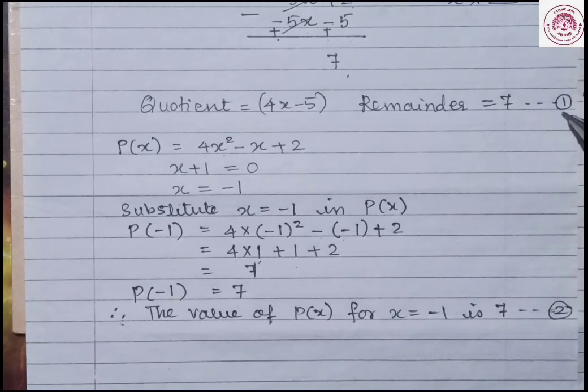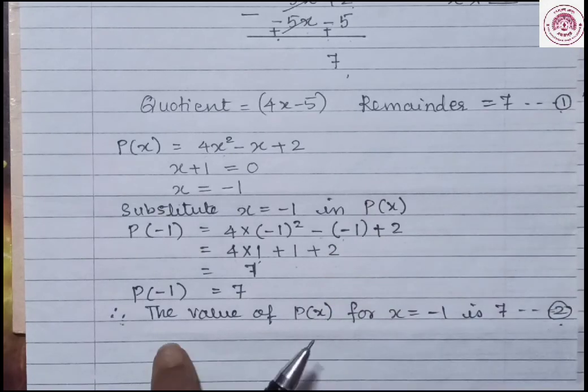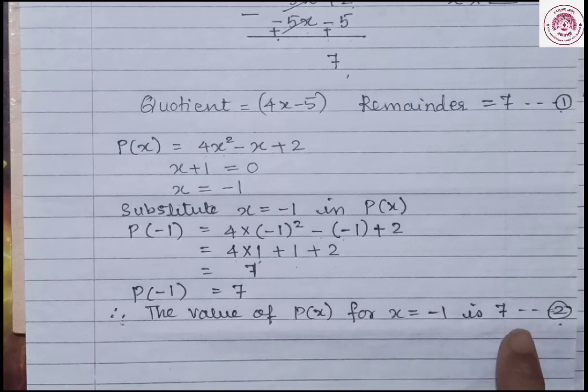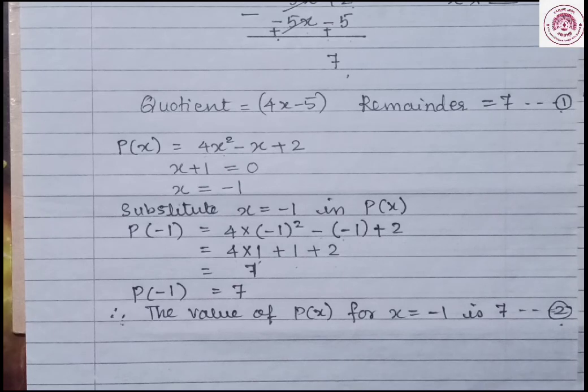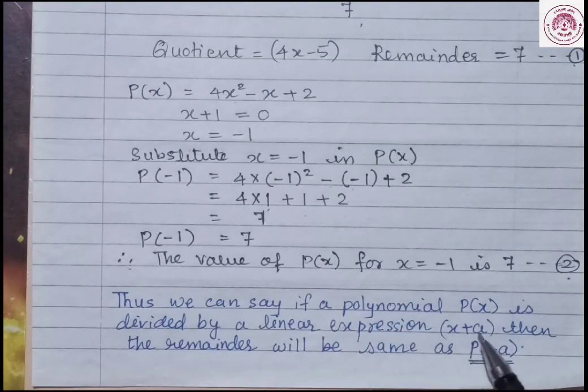Now see equation number 1 and equation number 2. Here we got the remainder as 7, and here we got the value of P of x for x equals negative 1 as 7. So these two are equal, right? Thus we can say if a polynomial P of x is divided by a linear expression x plus a, then the remainder will be the same as P of negative a. That is the value of the polynomial for x equals negative a.